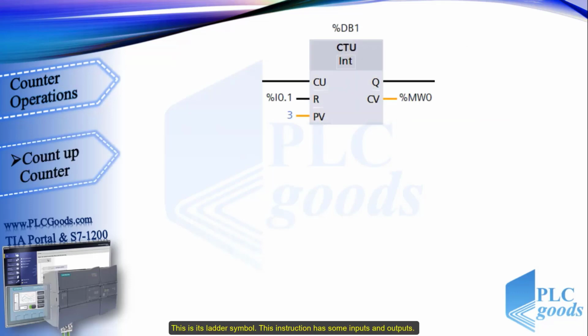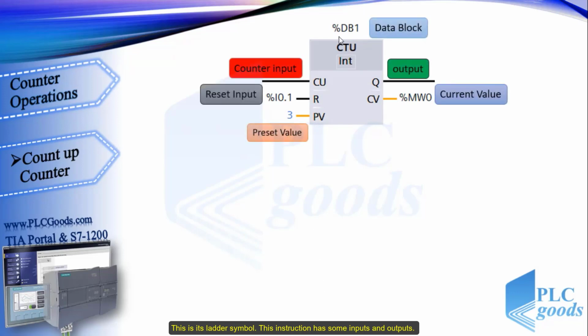This is its ladder symbol. This instruction has some inputs and outputs. Like the timers, the counters need a data block to work properly. This instruction counts up by 1 when the value of the counter input CU changes from 0 to 1. Similar to the timers, here we have the reset and the preset value terminals.